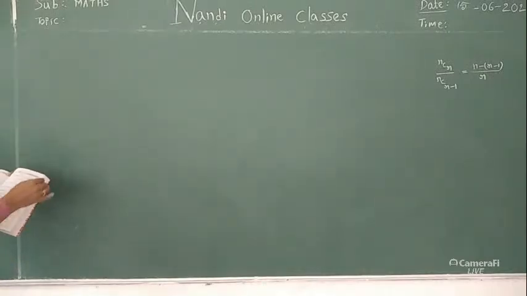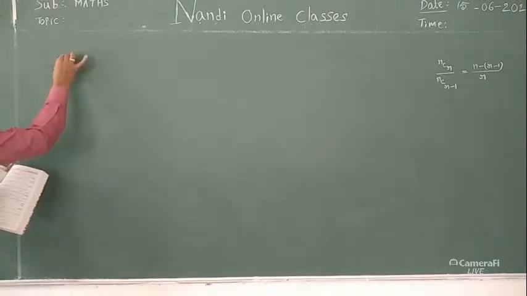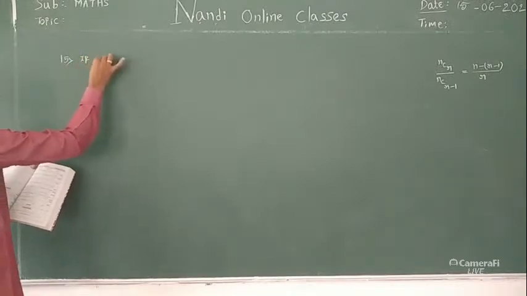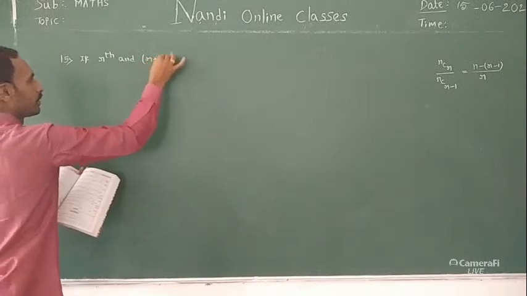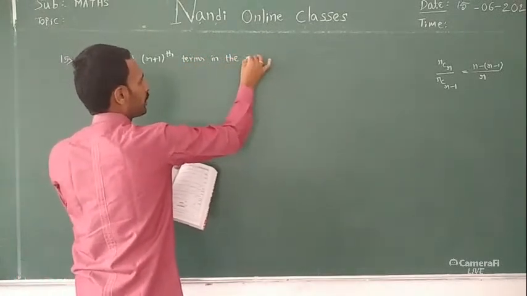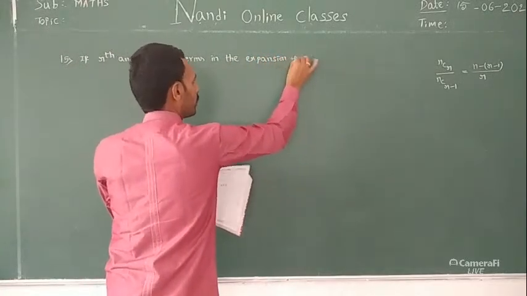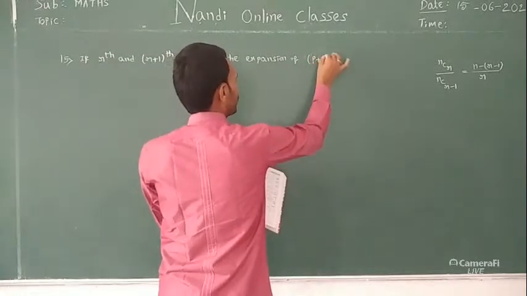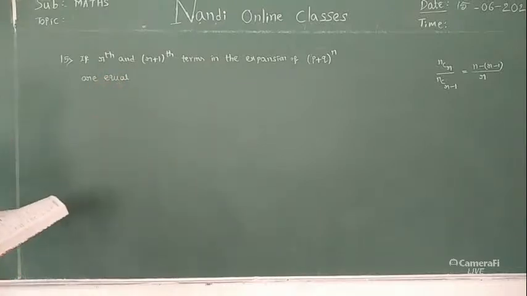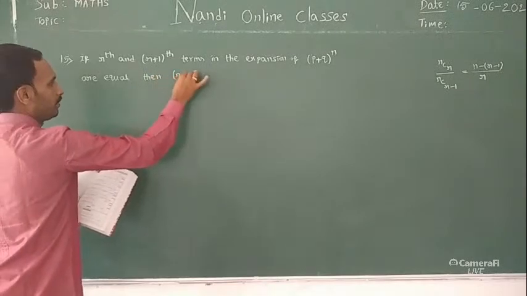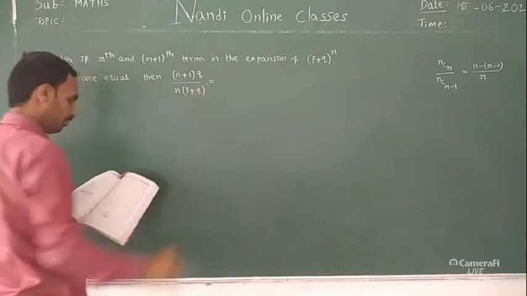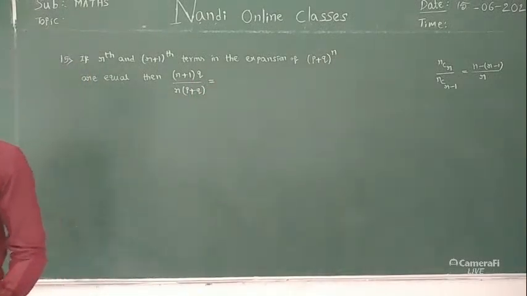Okay, 15th problem. If the rth and r plus 1th terms in the expansion of p plus q whole power n are equal, then n plus 1 into q by r into p plus q is: the options are 0, 1, 1 by 2, 1 by 4.